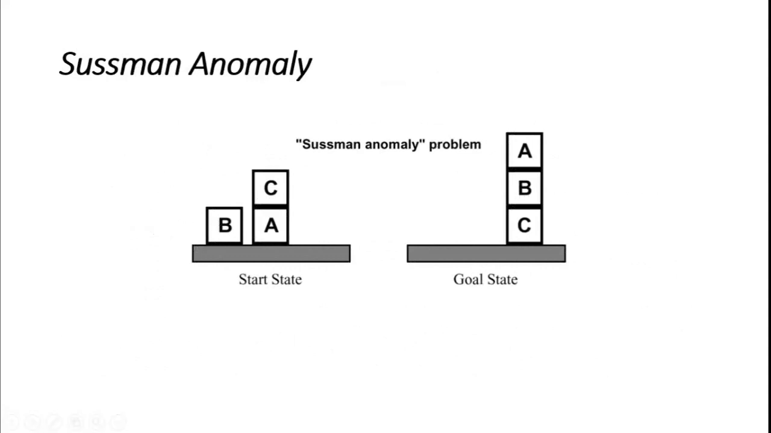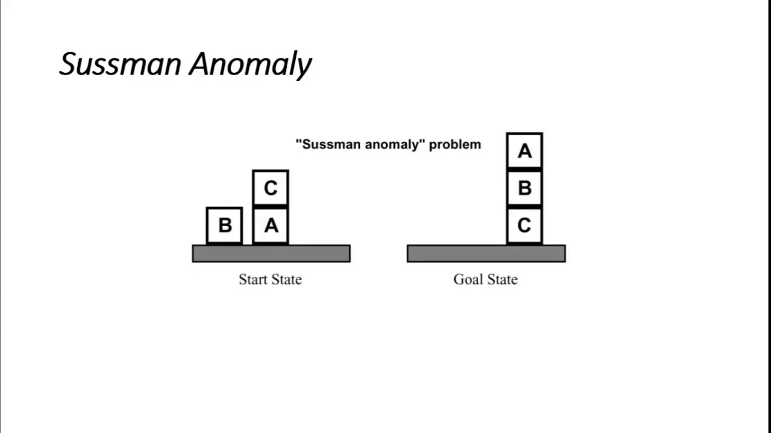Now let us move on to the next very important concept called Sussman anomaly. Anomaly, if you look into the dictionary, is something which is different from a standard thing. Something or some situations which are a little bit different from a standard one. That is called an anomaly.